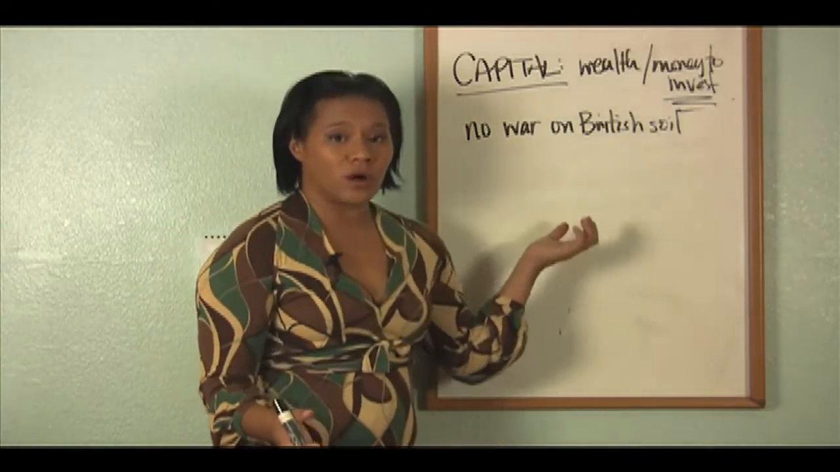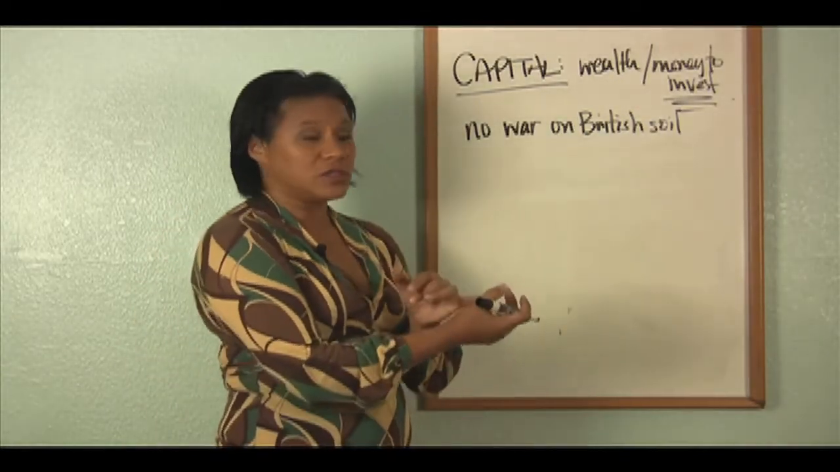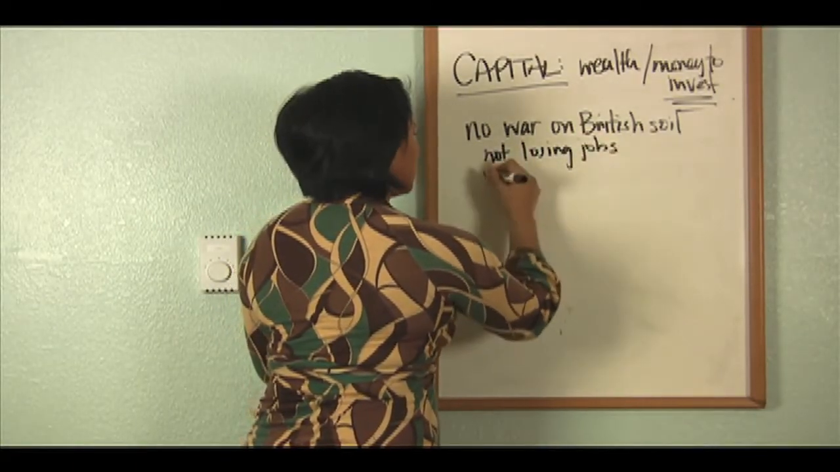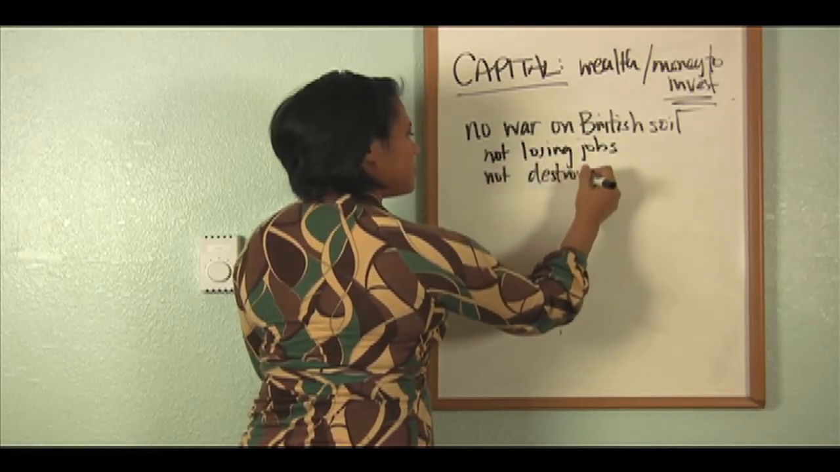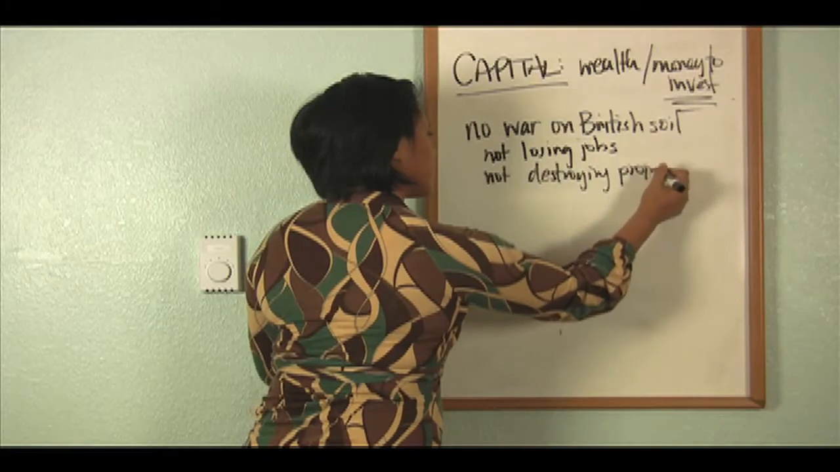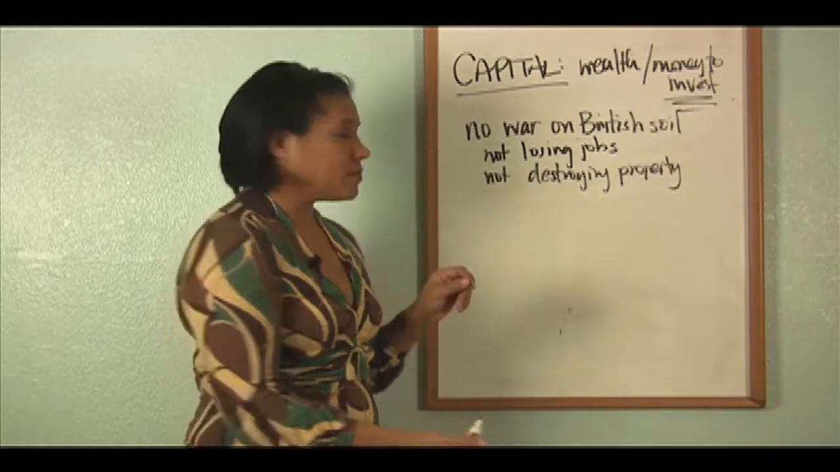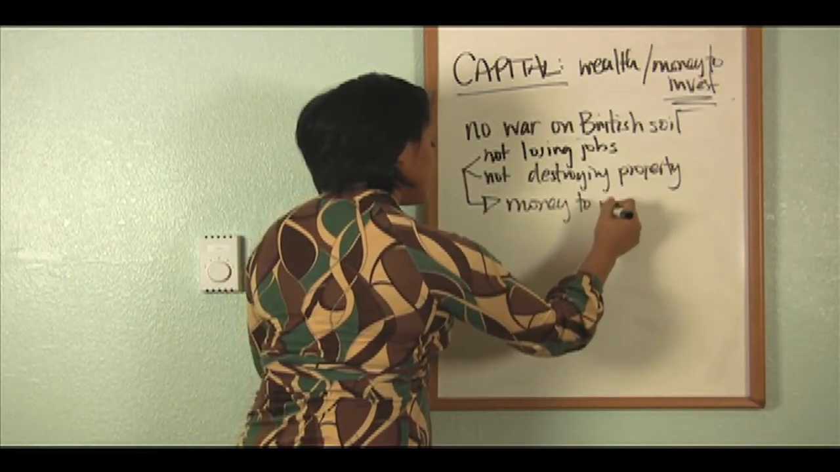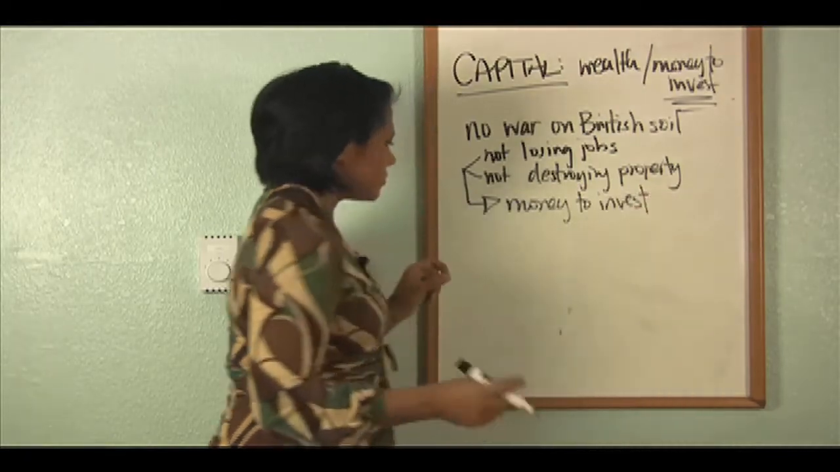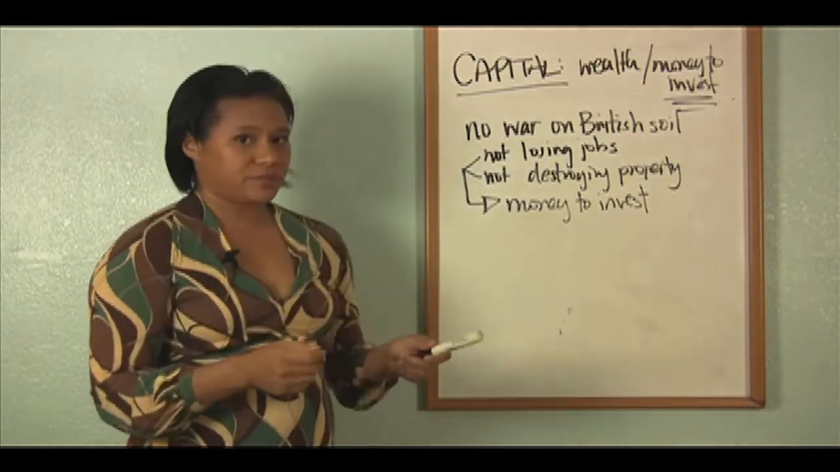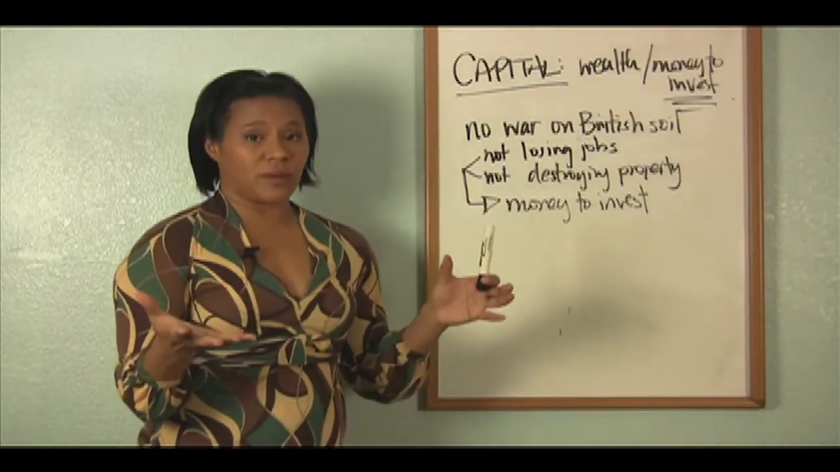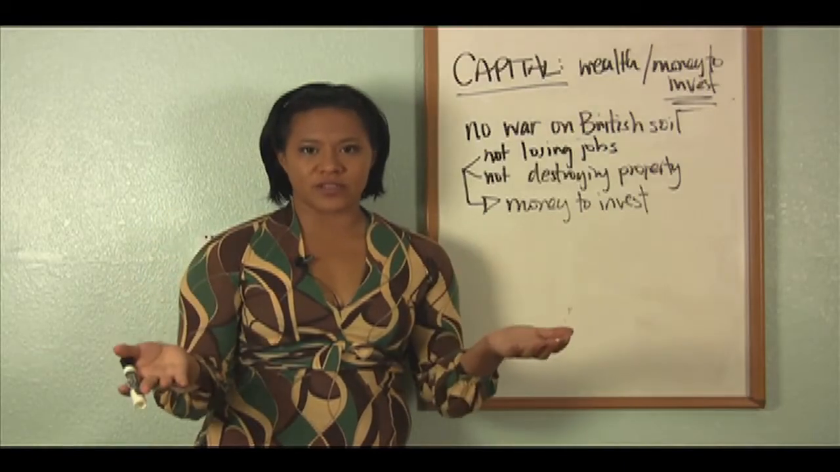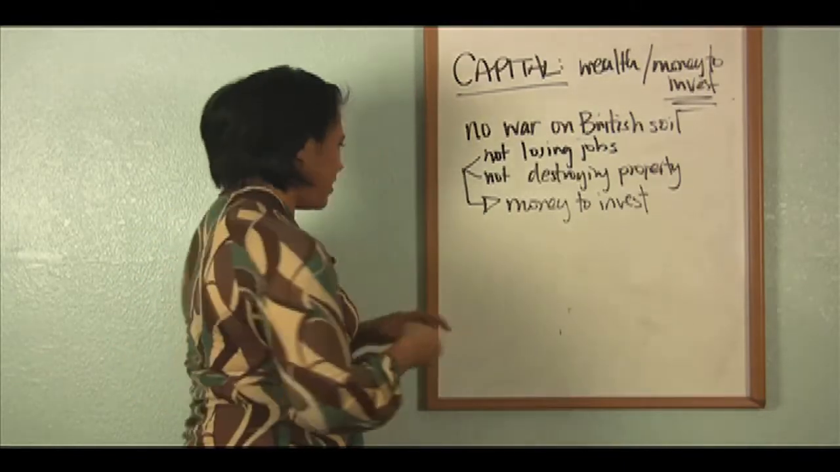So, since there was no war on British soil, you had people who were not losing jobs, not destroying property, etc. This meant they had money to invest. In addition, you guys remember talking about the British government. Who has the power to tax in Great Britain? That's right, Parliament has the power to tax.